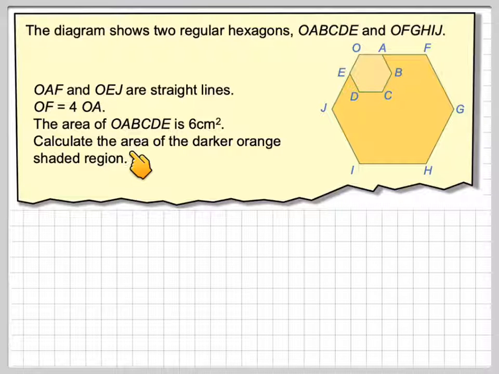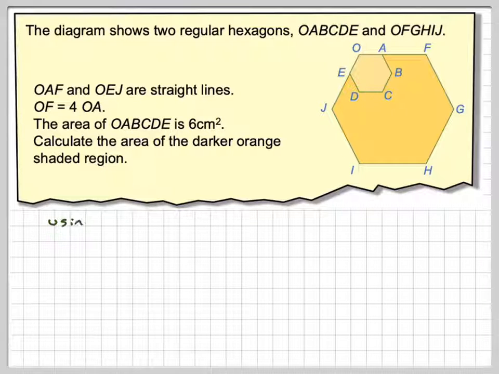The area of the smaller one, OABCDE, is 6 centimeters squared. Calculate the area of the darker orange shaded region. So we need to find the darker orange.